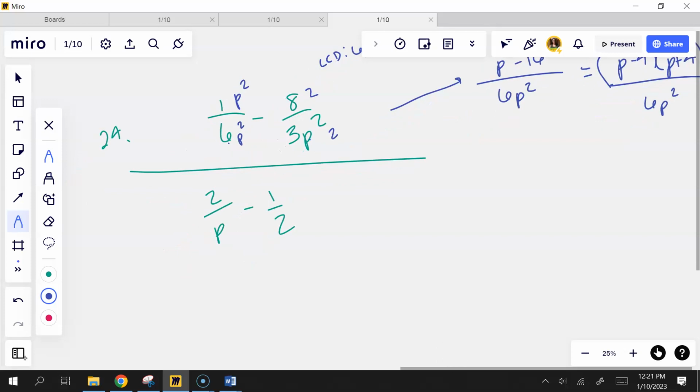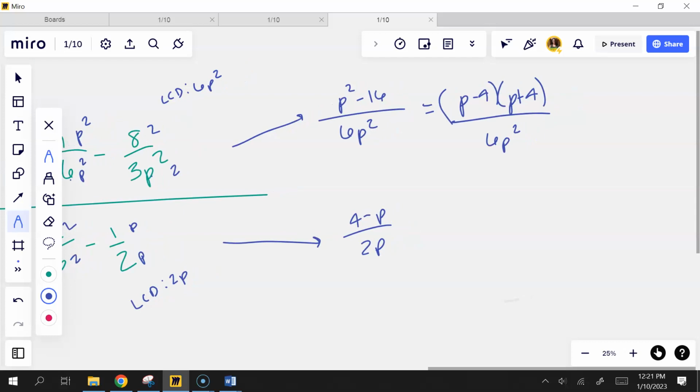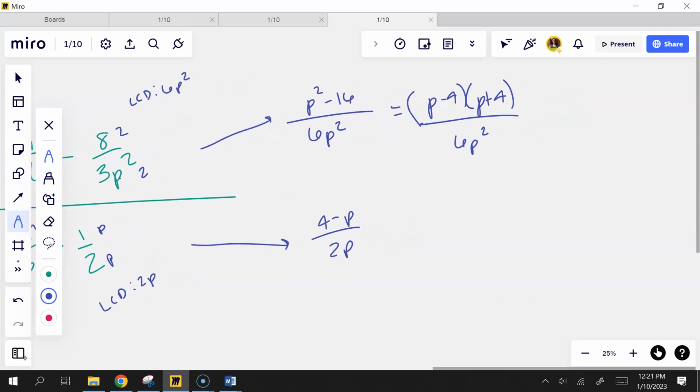And then the bottom, LCD 2P. So this one needs a 2, this one needs a P. I have 4 minus P over 2P. And now I just put them together. I don't remember who asked for this one. Here's the top, and then I'm going to flip the bottom. 2P over 4 minus P.